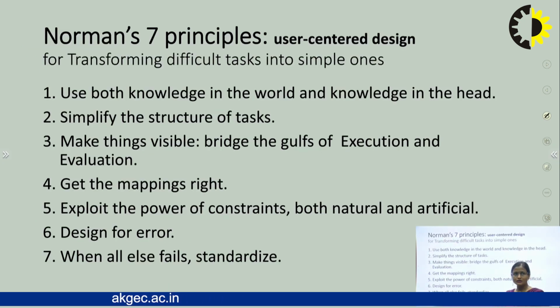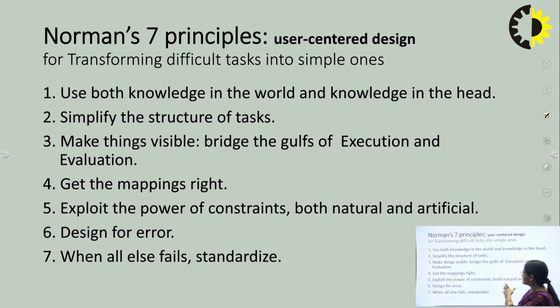Then Norman's 7 principles. According to Norman, the design is based on the user, and the basic principle is to transform a difficult task into a simple one. So the first principle is to use both knowledge in the world and knowledge in the head. The second point is to simplify the structure of the task. That means if there is any task, then we have to simplify it by dividing it into simple tasks. This is the second principle.